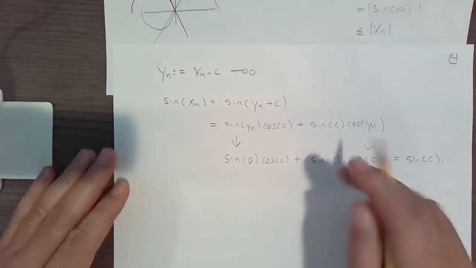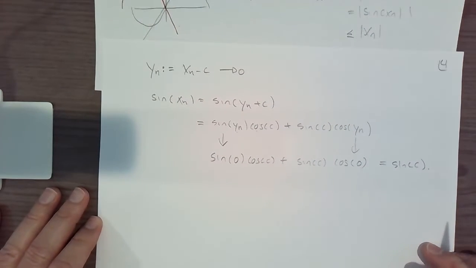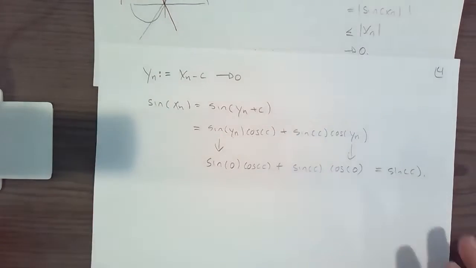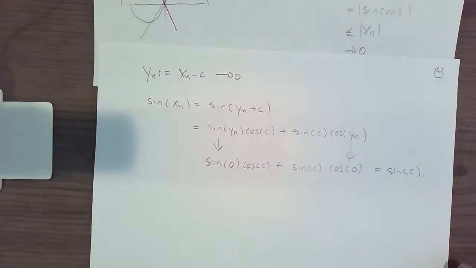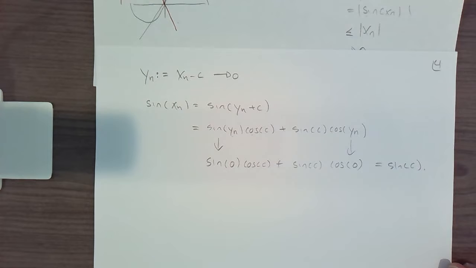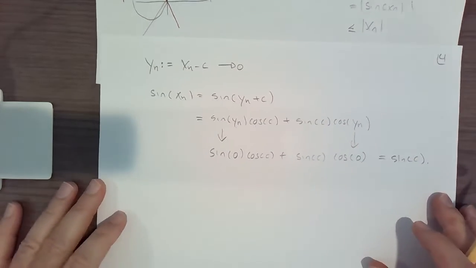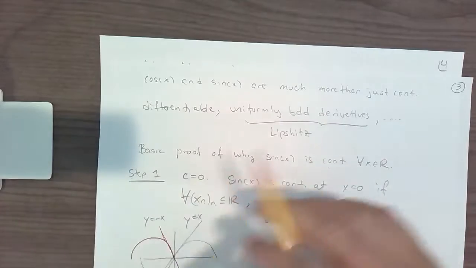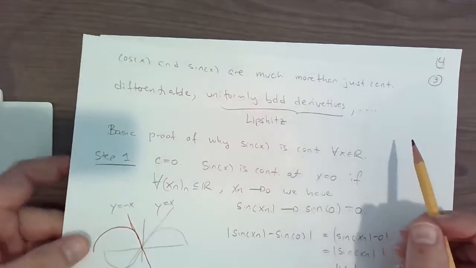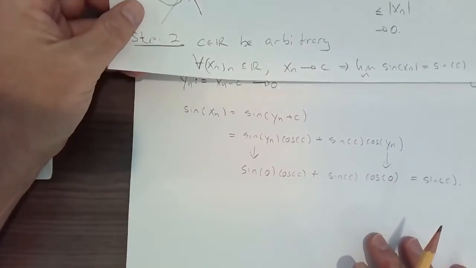So this here would be one way to give a proof that cosine and sine are continuous functions. Are there any questions on this? But of course, again, cosine and sine have many better properties than just being continuous, like being differentiable and this Lipschitz property that we talked about. So there are lots more properties on these ones.